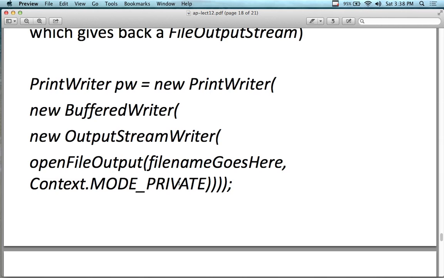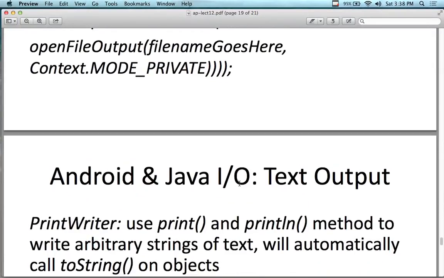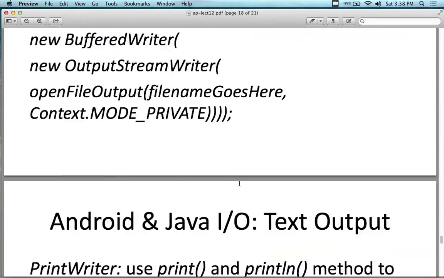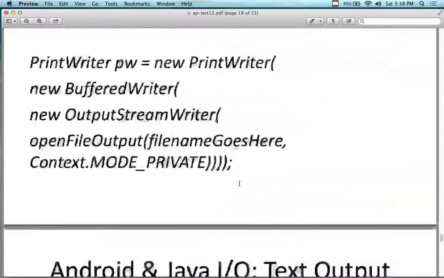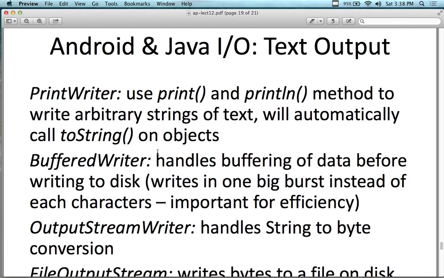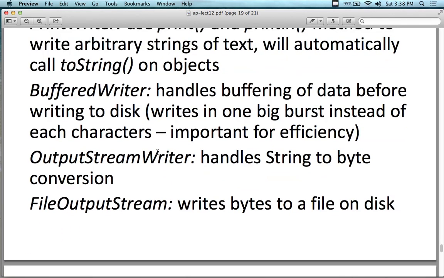It's the same thing we did with the Notepad examples. Works the same way. So with PrintWriter, we can do text output here, with a print or println method to write arbitrary strings of text, automatically calling toString on objects. Then we have the BufferedWriter, OutputWriter.